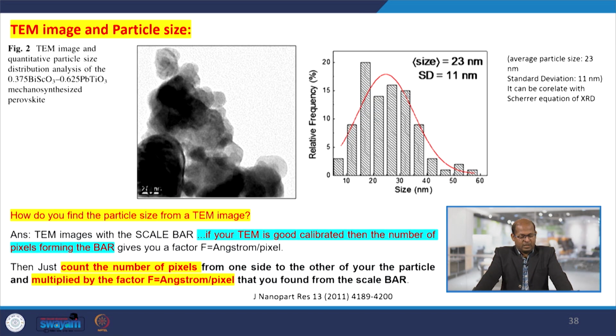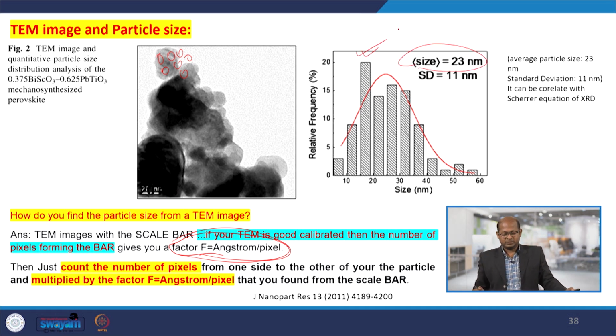Similarly, particle size we can also measure or calculate using TEM image analysis. We can count individual spots, find some factors relating angstrom and pixel, count the total number of pixels, and based on that calculate the particle size. We can compare that with the X-ray diffraction analysis, where we also get the crystallite size, and we can correlate and match them.